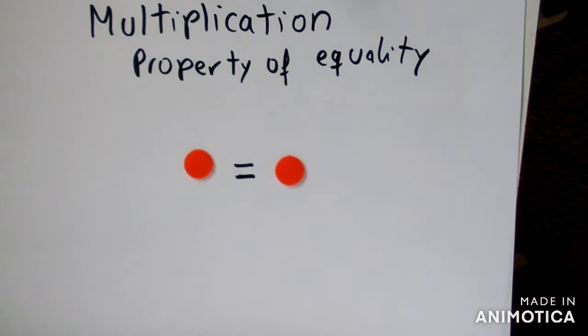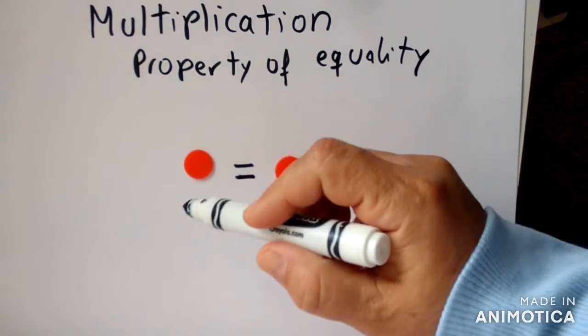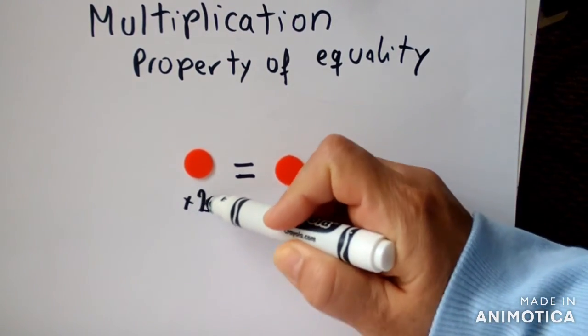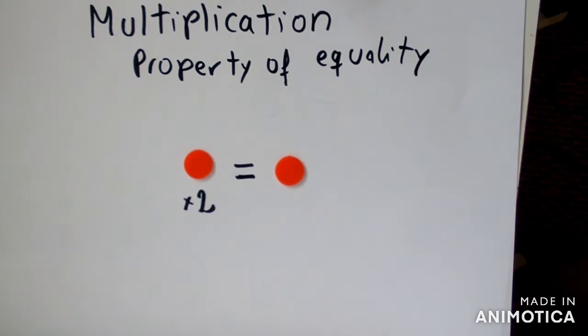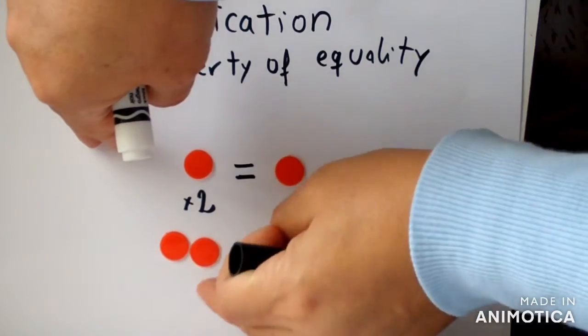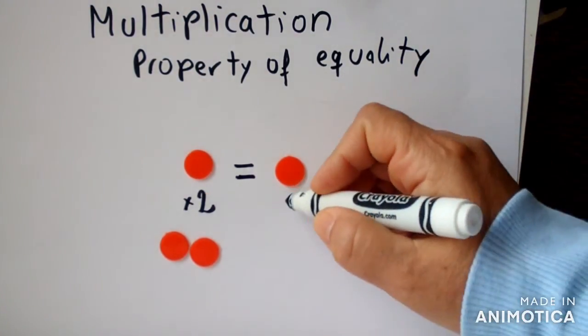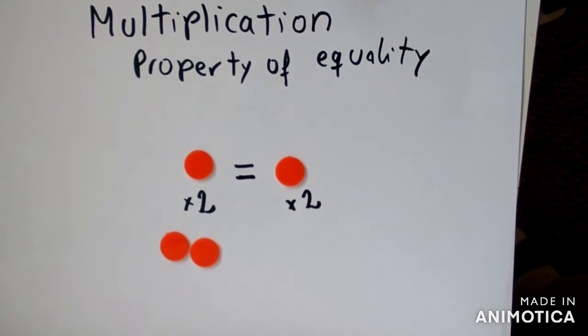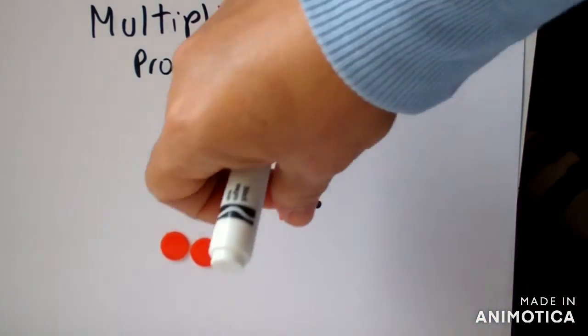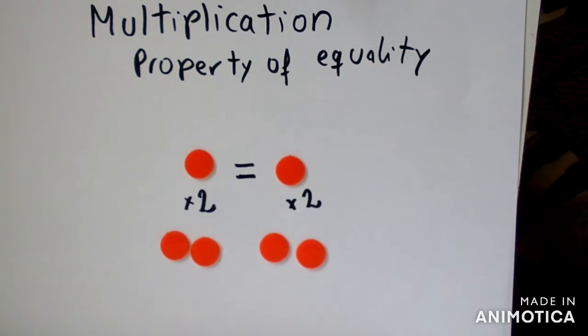Multiplication property of equality. Right now I have the red chip is equal to the red chip. But what if I multiply by 2? If I multiply by 2, it means I will have 2 red chips. It's not the same as 1. It means I need to multiply also the other side by the same number. Now the equality is the same. If you multiply the left, you have to multiply the right by the same number.